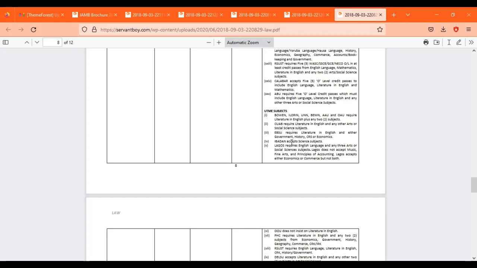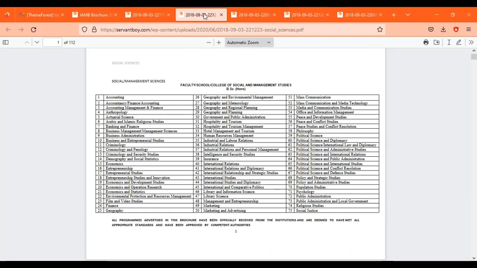So that means if you want to study law at University of Lagos, you must write English language, that is compulsory for all. You may pick commerce or economics, literature in English, and you may pick any other social science subject, to make it four subjects that you are going to write in your UTME.